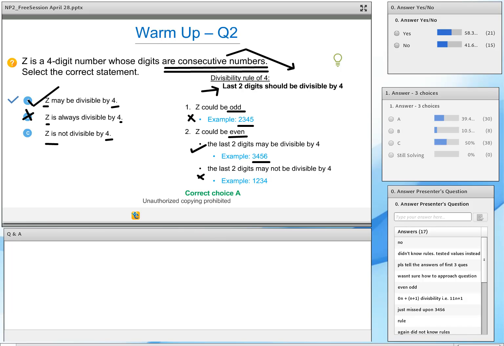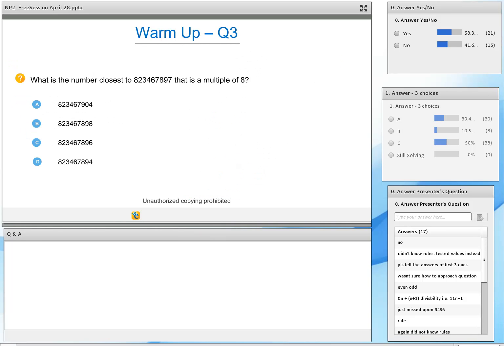So let's now move on to our next question, question number 3 here. Go ahead.